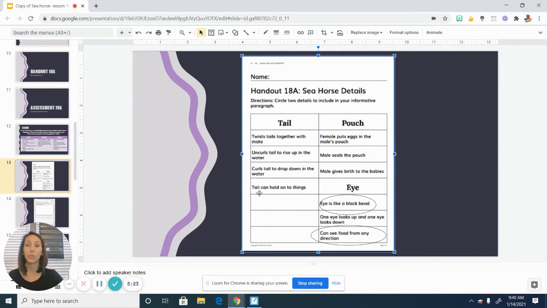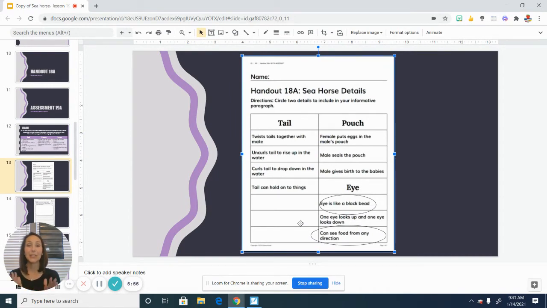So if you chose tail, you would want to circle two of those details. If you chose the pouch, here are the details to choose from. Female puts eggs in the male's pouch, male seals the pouch, and male gives birth to the babies. So you would want to choose two of those details. And for the eye, we already said, eye is like a black bead. One eye looks up and one eye looks down, can see food from any direction. Okay, so have you circled your two details? I'll give you a minute.